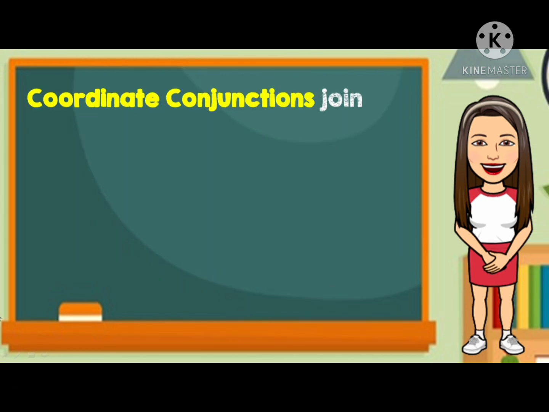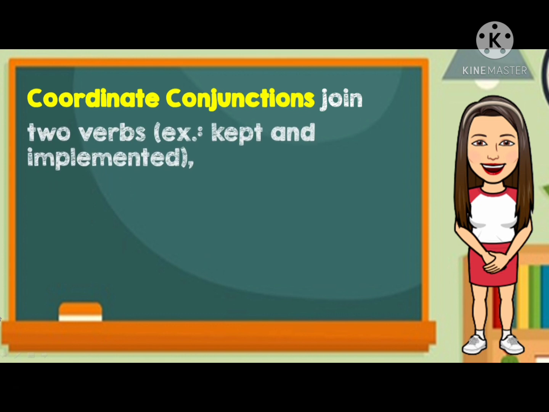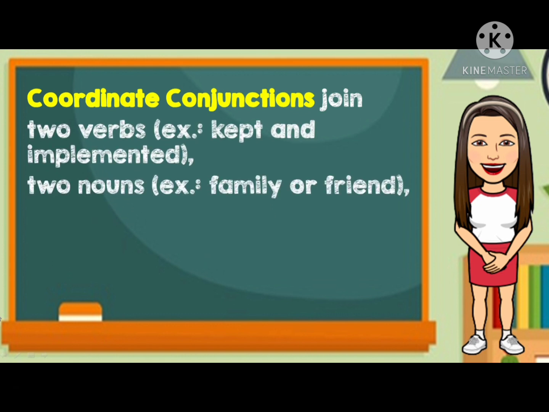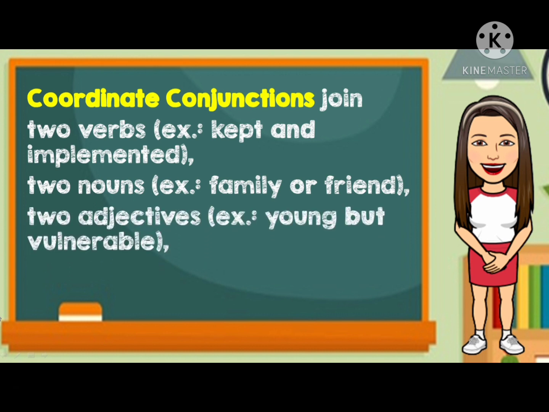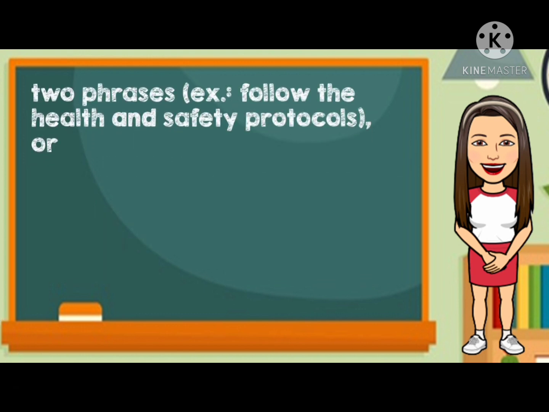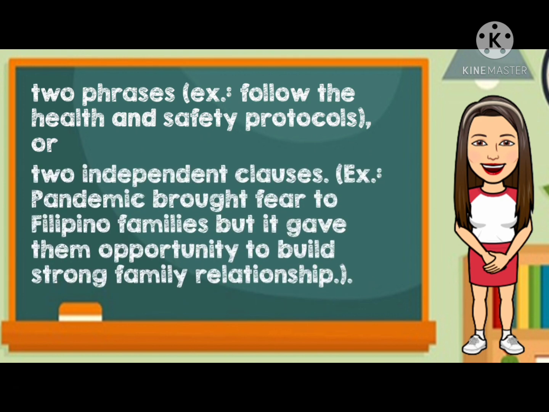Coordinate conjunctions join two verbs, two nouns, two adjectives, two phrases, or two independent clauses. An independent clause contains a subject and a predicate and has a complete thought.